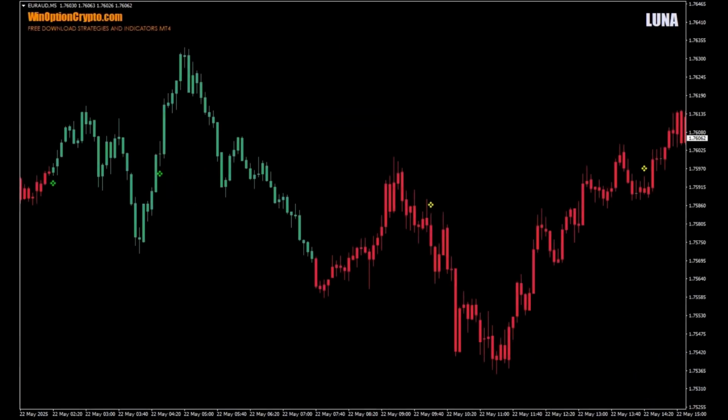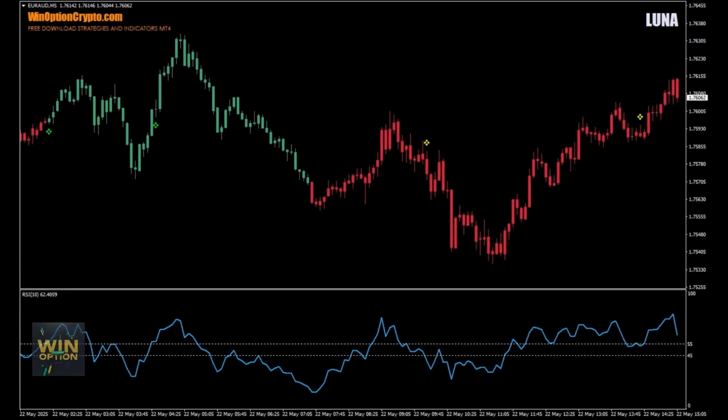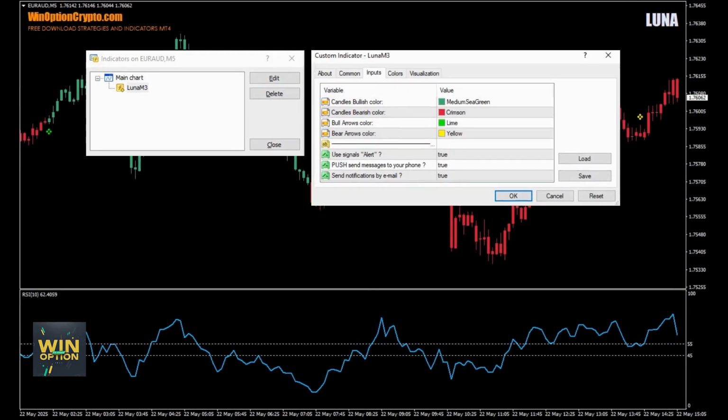In addition to determining the trend, the Luna M3 indicator also tells the trader the optimal moments to enter the market. The signals are displayed on the chart as a diamond. It is important to note that each such signal is strictly in line with the market movement. In other words, the Luna strategy works according to the trend, which significantly increases the reliability and accuracy of its transactions. Now, a little about the settings of this strategy.